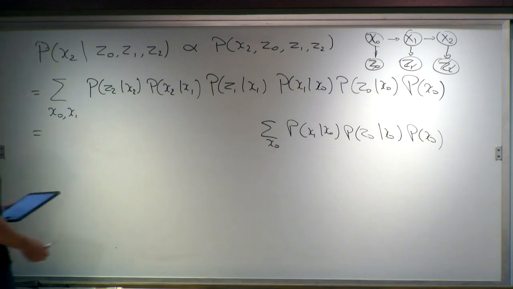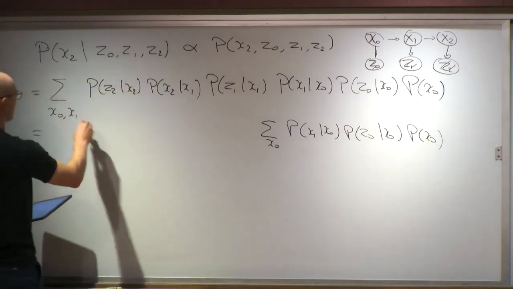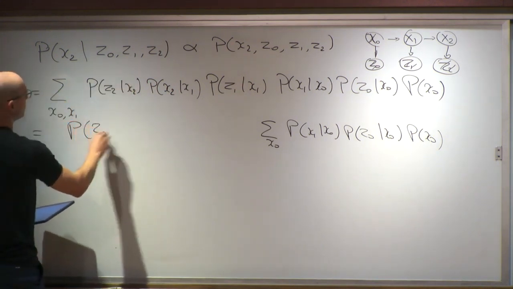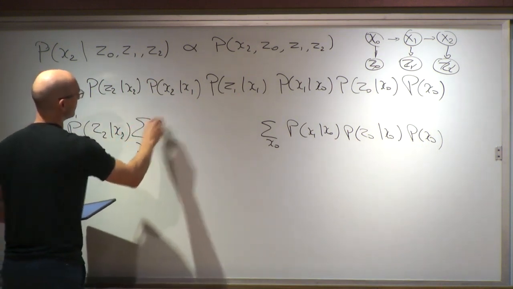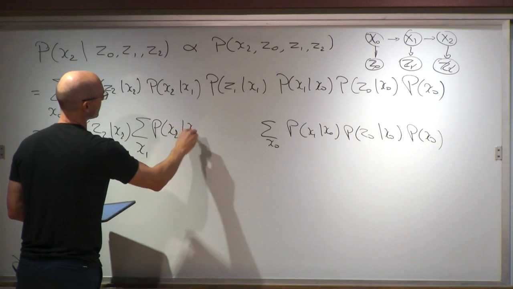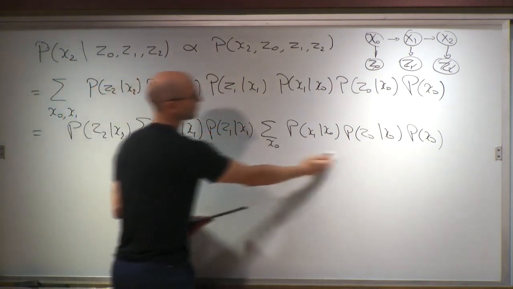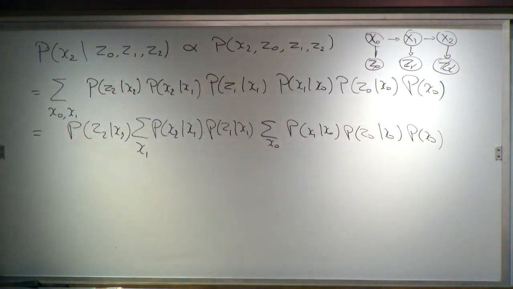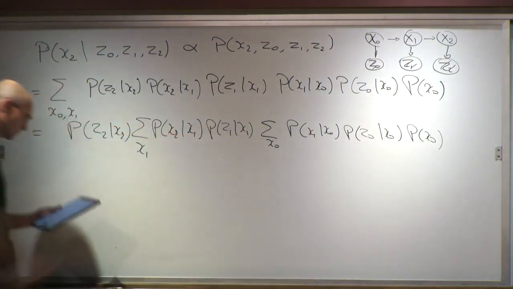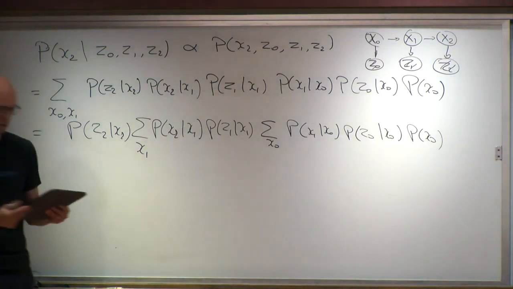Then how about x1? x1 does not appear in here, so we can bring this up front. So we can bring p(z2 given x2) up front, and then we have the summation over x1, and then this one does have x1 in it, and so does this one. And this one, after we sum out over x0, will have x1 and z0 in it. z0 is a constant, but x1 will be in it, so we have to keep it in the back behind this summation.